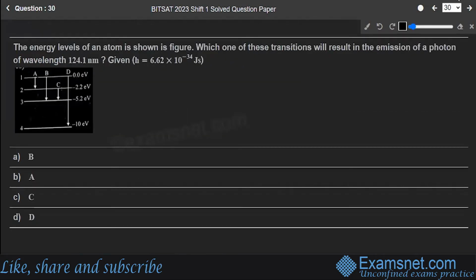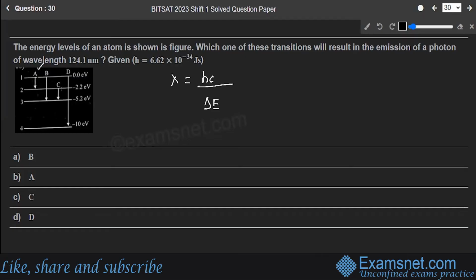Question number 30, the energy levels of an atom are shown in this figure. Which one of the following transitions will result in the emission of a photon of wavelength 124.1 nanometers? You're given the value of H as this. So first thing, the wavelength is given by Hc upon the change in energy.